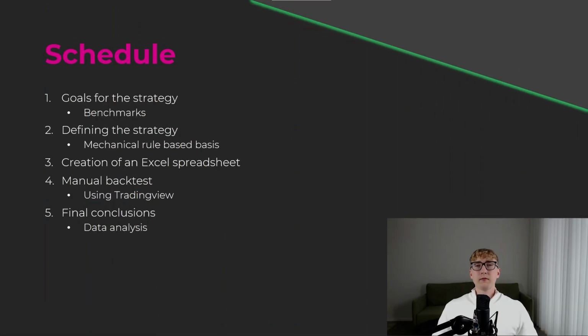Before we get started, let's go over the schedule for this video. Firstly, we will decide our goals for the strategy. Secondly, we will define a rule-based strategy and we will make it as mechanical as possible. Thirdly, we will decide what data we want to collect, and during that time, we will create an Excel spreadsheet. Fourthly, we will backtest the strategy manually and put all the data we gather into an Excel spreadsheet. If the strategy is backtested enough, we will deduce the final conclusions.